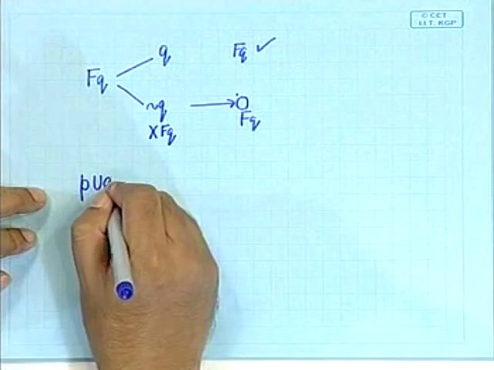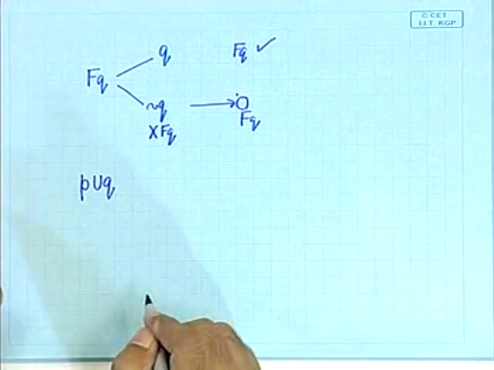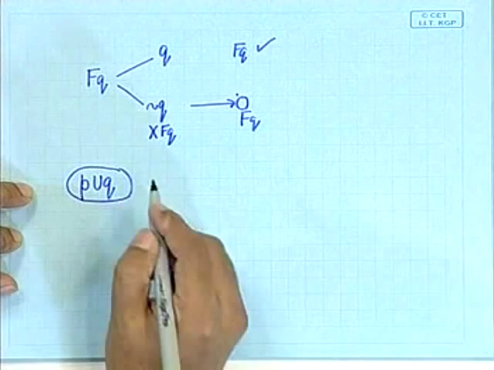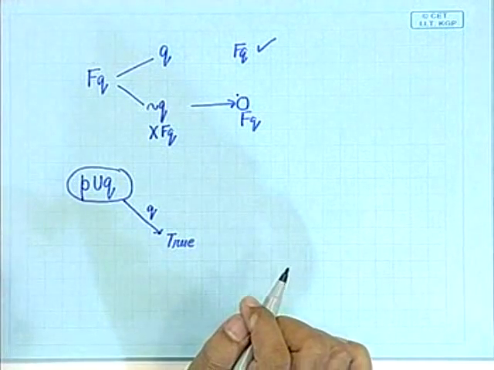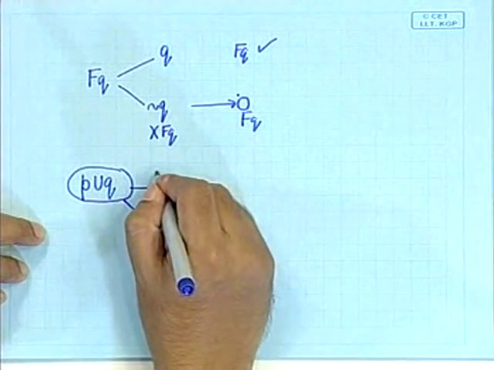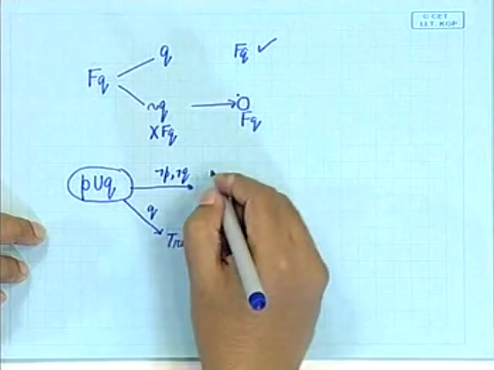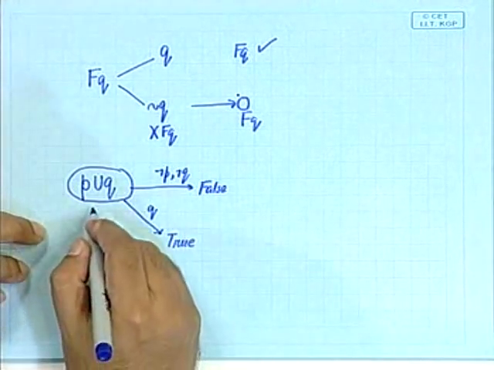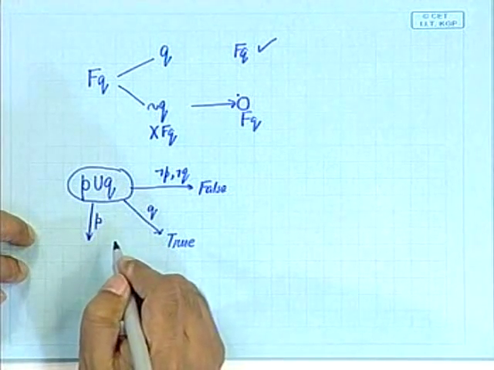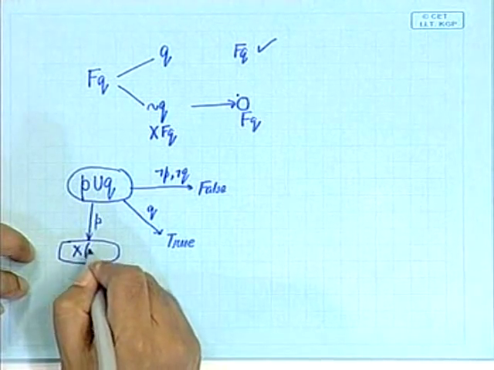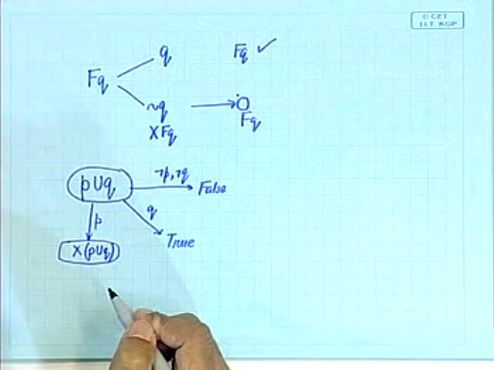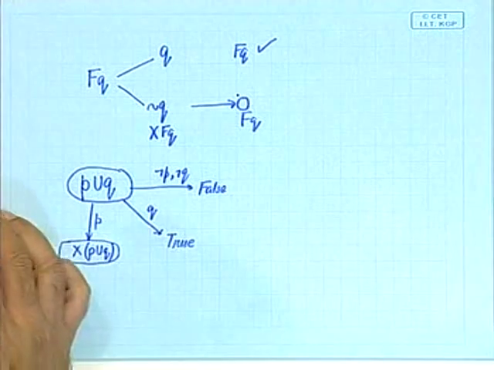Let us look at P until Q. What are the possibilities here? If I get a Q, then I go to true, because it is immediately satisfied. If I get not P, not Q, false. Failure straight away. Otherwise, I have P, not Q. Then what I have to do is go to the next state and check P until Q from there. So every temporal property can be thought of as something to be checked here and something to be checked from the next cycle onwards. Every linear temporal logic property can be conceived in that manner.